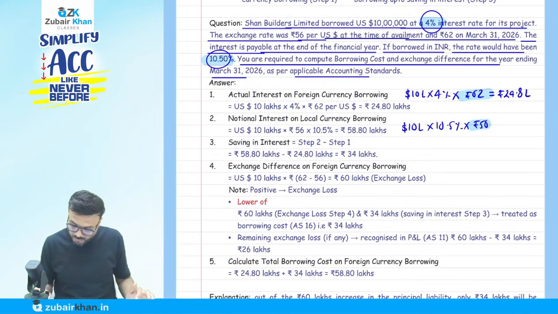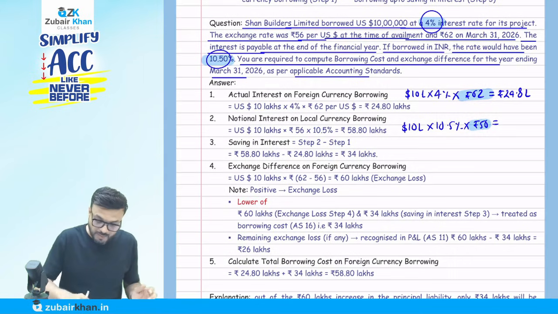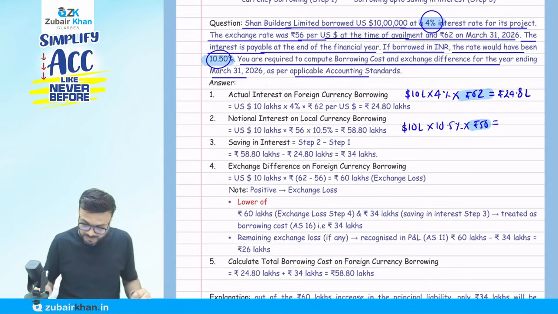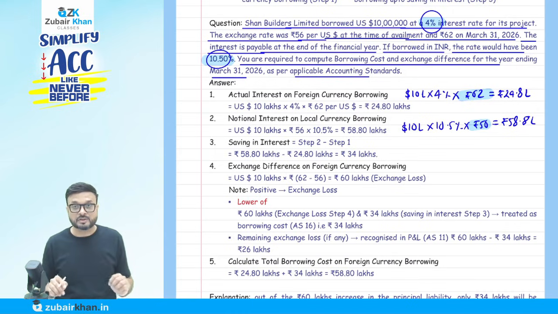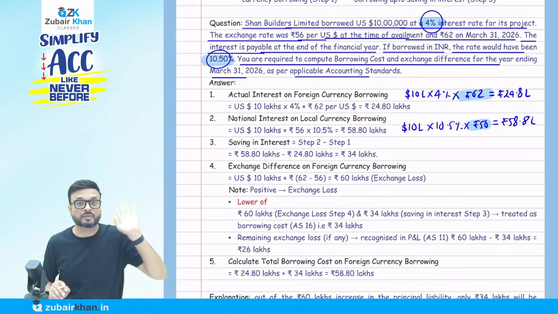So if we took a loan from the Indian bank, hypothetically, how much interest do I have to pay? Calculate there, multiply by 56. That is coming here now how much? 58.8 lakhs. So I've saved certain interest by taking a loan from the foreign bank.